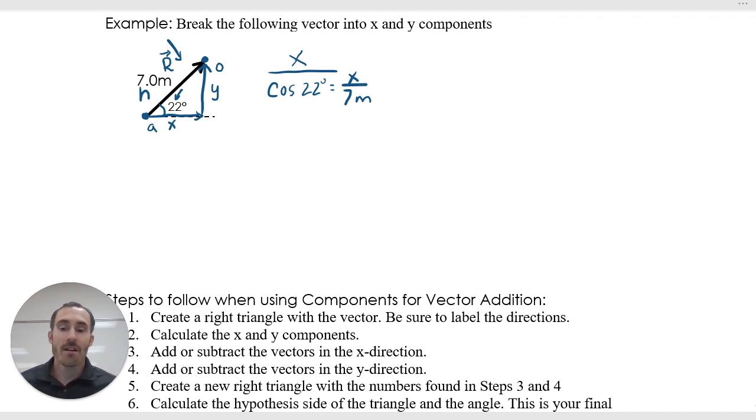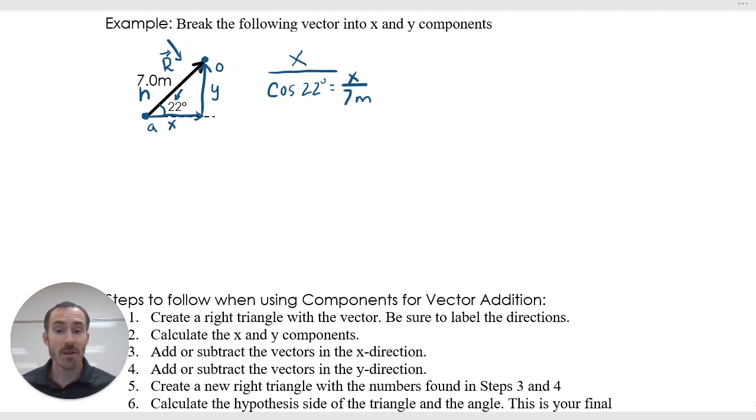Okay, so this is not meant to say x divided by cosine 22 degrees. I've just put them a little bit too close together. So this is cosine 22 degrees is equal to x divided by 7. So now we need to solve for the x part.